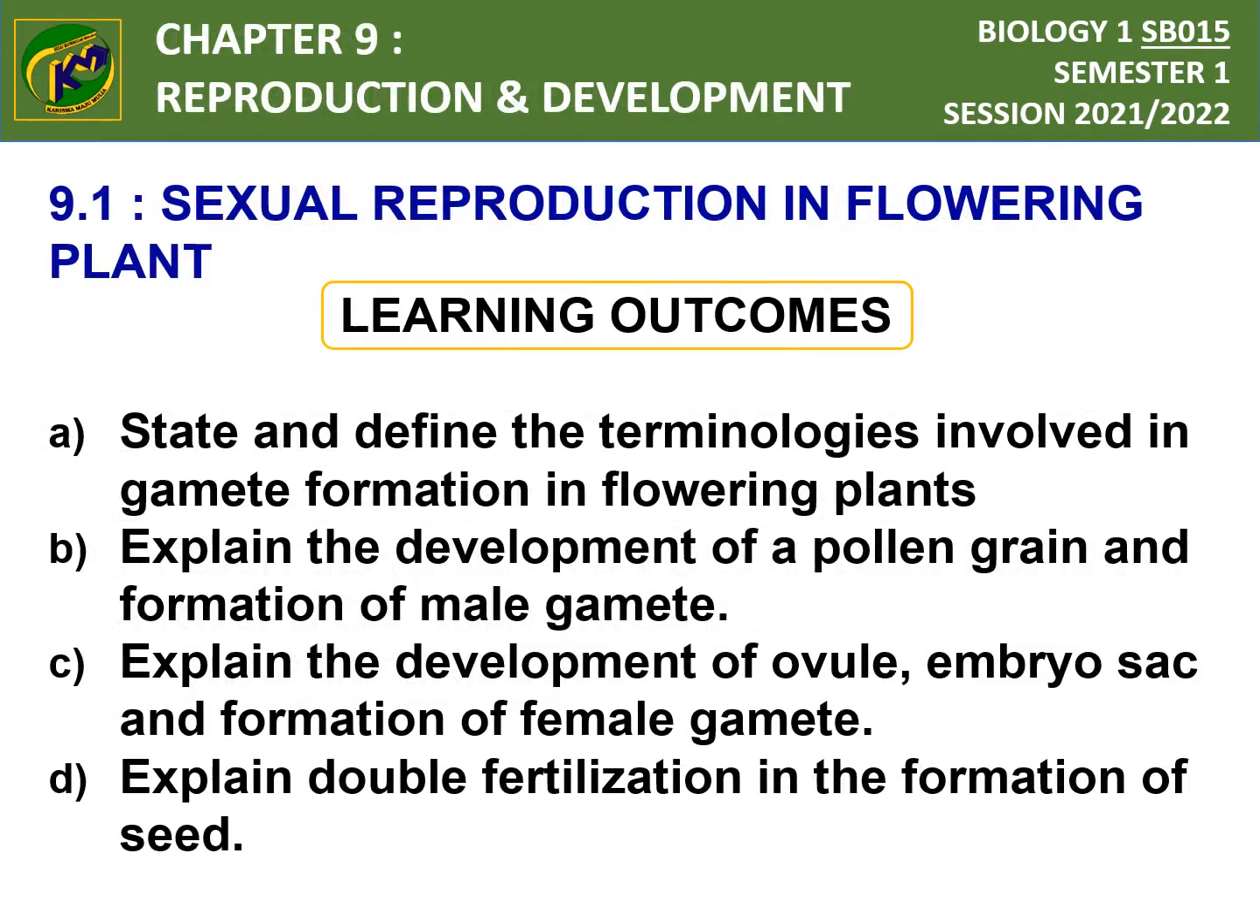The learning outcome from this subtopic is for students to be able to state and define the terminologies involved in gamete formation in flowering plants. Then, students should be able to explain the development of a pollen grain and formation of male gamete. Then, students should be able to explain the development of ovule, embryo sac, and formation of female gamete. And then lastly is for students to be able to explain double fertilization in the formation of seed.